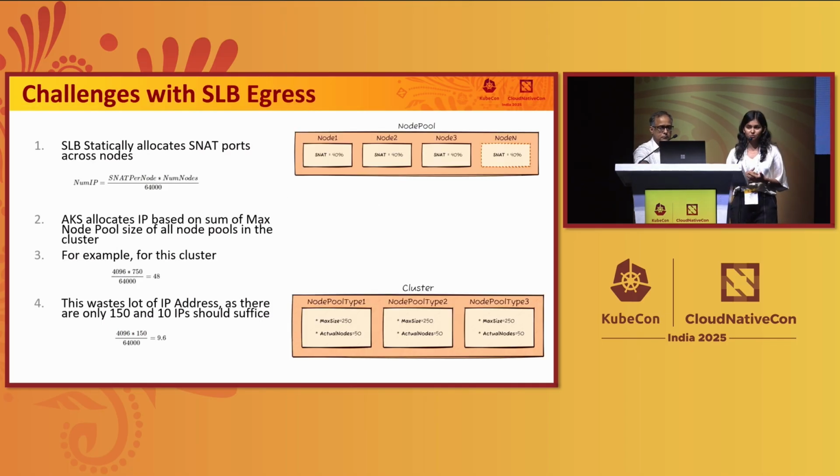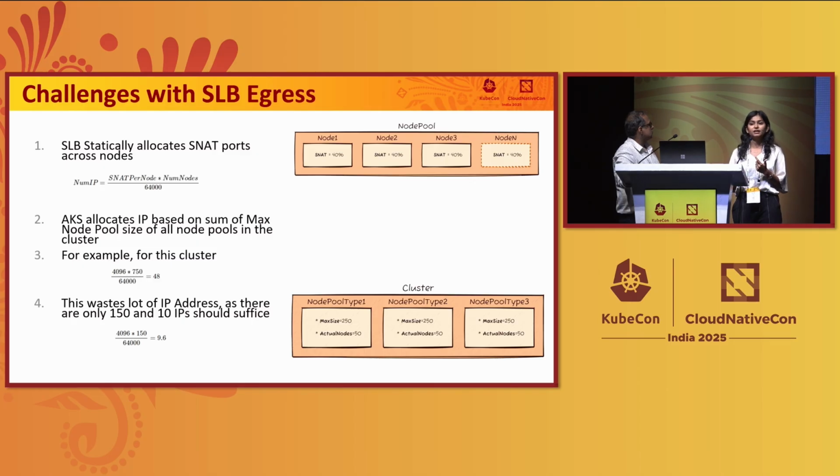But if it's faster and cheaper, then what is the catch? The catch is standard load balancer allocates SNAT ports statically. Meaning, if you see on the right-hand side, each node will have a static number of SNAT ports, which is 4096 in this case. So if we make the SNAT ports constant, this is the formula you see as point number 1 to calculate the number of IPs in the cluster. When we multiply SNAT ports per node by the number of nodes in the cluster, we get the total number of SNAT ports in the cluster. And since each IP provides 64,000 ports, when we divide by 64,000, we get the total number of IPs needed in the cluster. So the number of IPs is directly proportional to the number of nodes in the cluster.